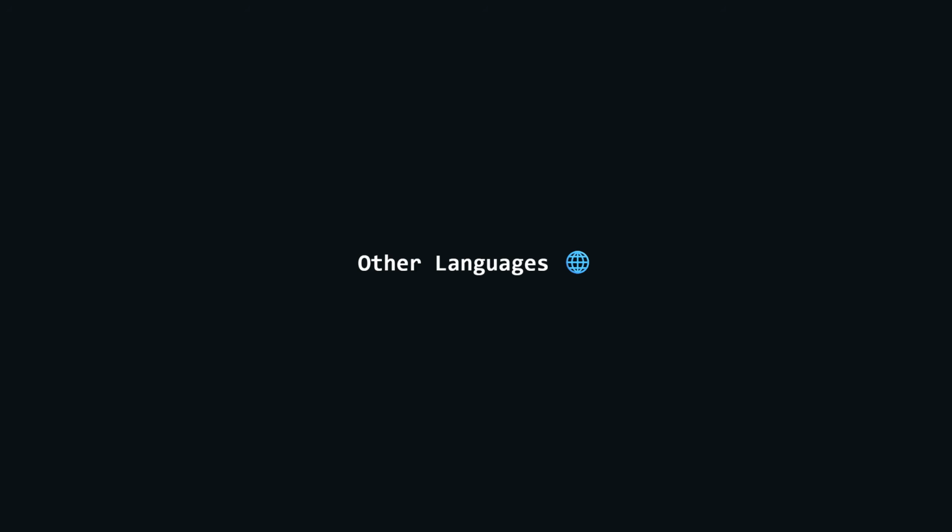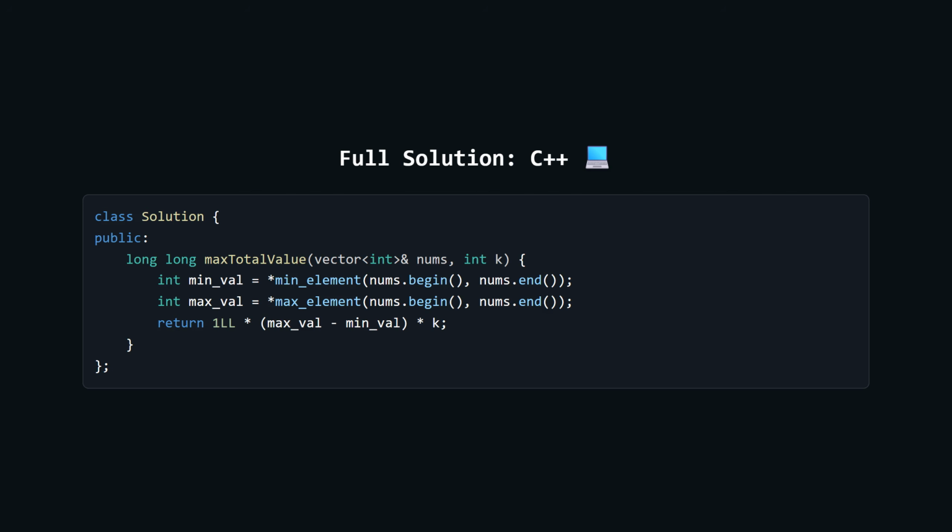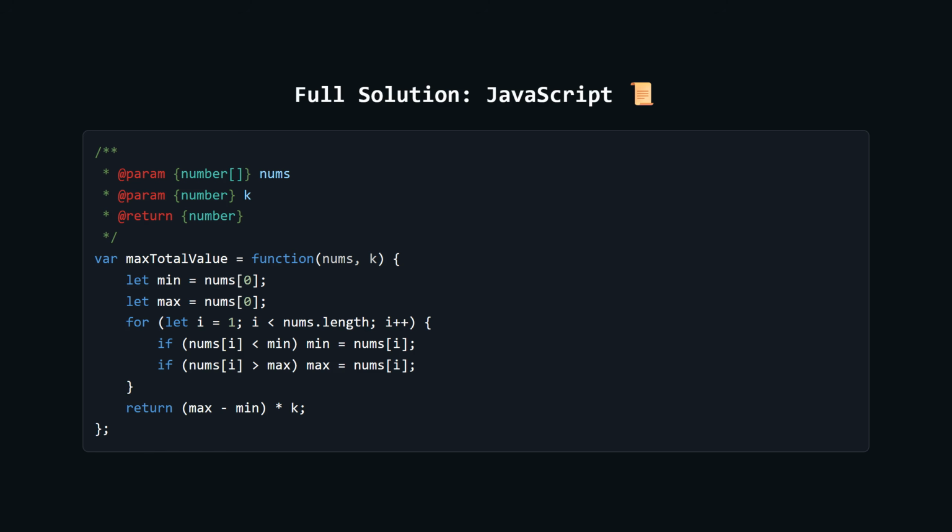As always, I want to make sure you have the solutions in other popular languages too. Here is the Java version. We use a loop to find the max and min, then do the same math. Notice we cast to a long to prevent overflow. Next up, here is the full code in C++. We use the standard library min element and max element functions to keep it super clean. And finally, here is the JavaScript implementation doing the exact same manual loop logic.